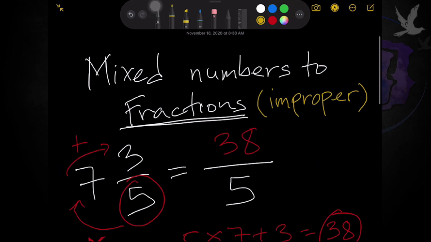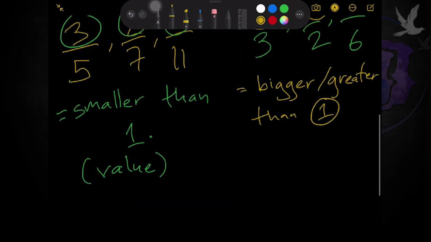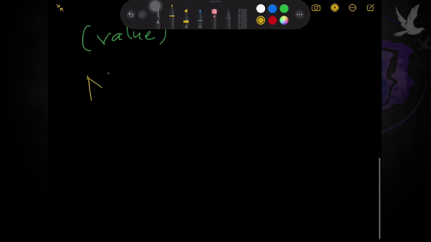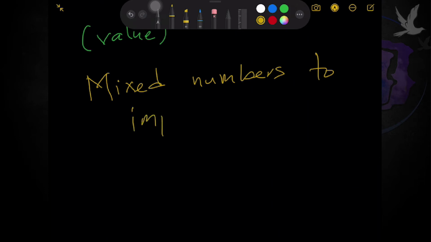Klaro yan, ha? Again, technically, yung title talaga dito is mixed numbers to improper fractions. Okay, klaruin ko lang to. Okay, mixed numbers to improper fractions.